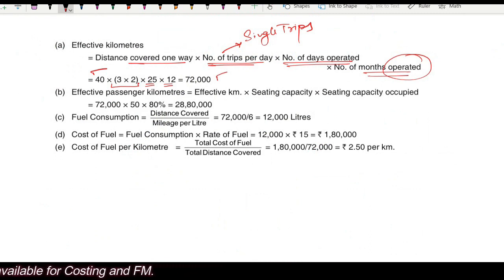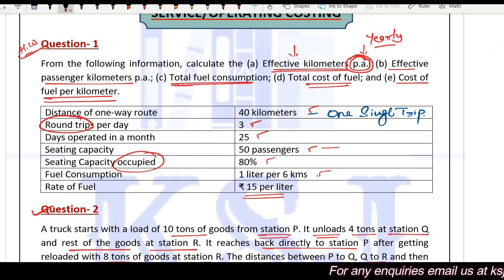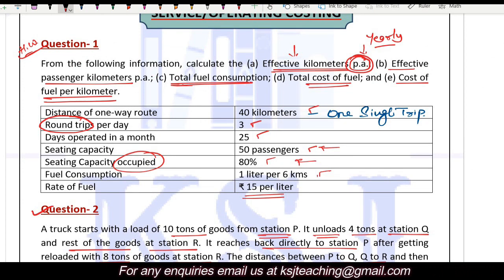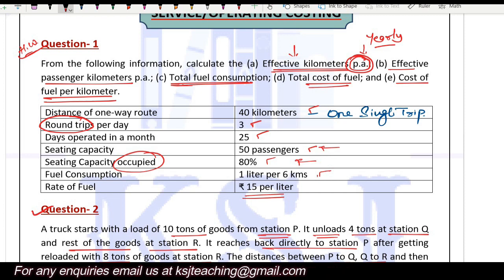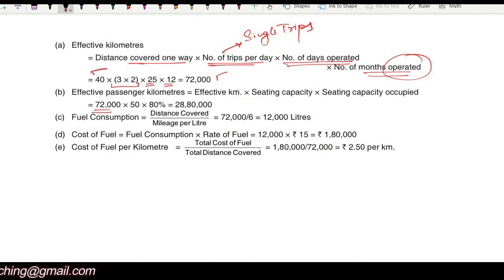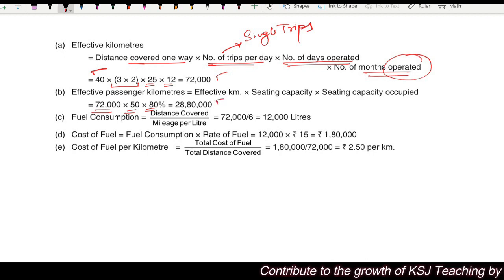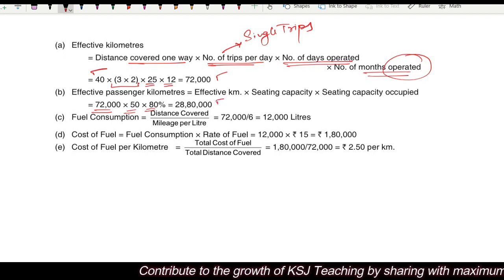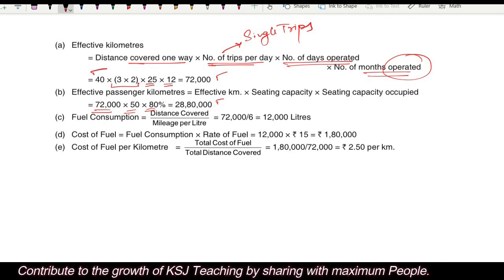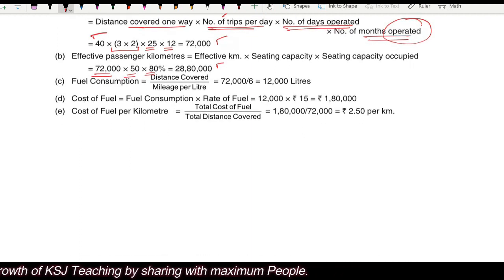Now, what about effective passenger kilometer? Sir, effective kilometer 72,000. What is the total seating capacity? 50 passengers. How much out of that is occupied? 80%. Right? And you will calculate the effective passenger kilometers for the occupancy only. That is for 80%, right? So 50, that is the total seating capacity multiplied by 80%, that is occupancy rate. This 28,80,000 is my passenger kilometers, right?